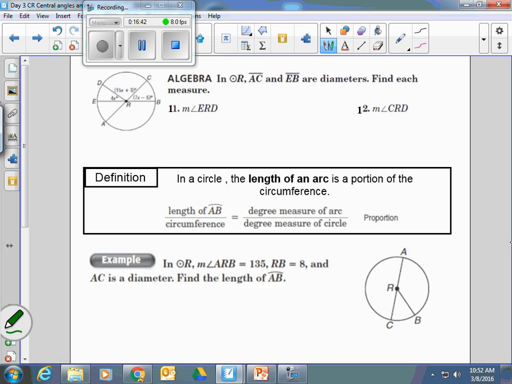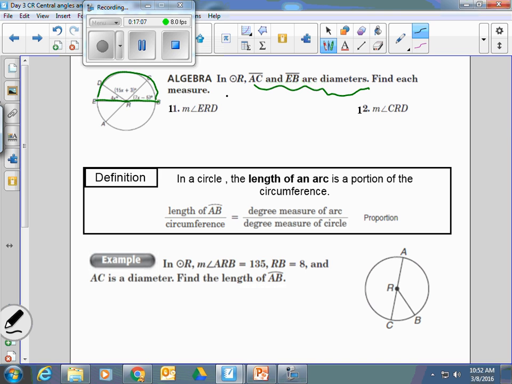4x plus 15x plus 3 plus 7x minus 5 equals 180. How do you know they equal 180? Yeah, it's on the diameter. Because right here they tell you that those lines are diameters, right? So EB is a diameter, which means that's half of a circle. That's a semicircle, which means that it equals 180.